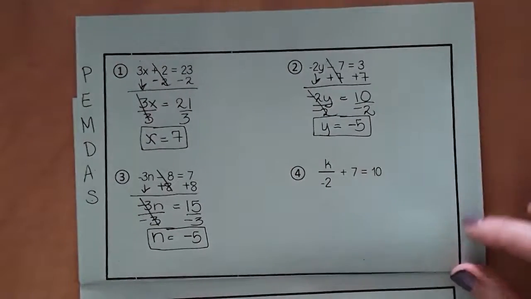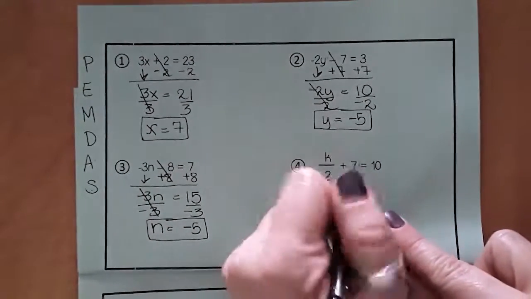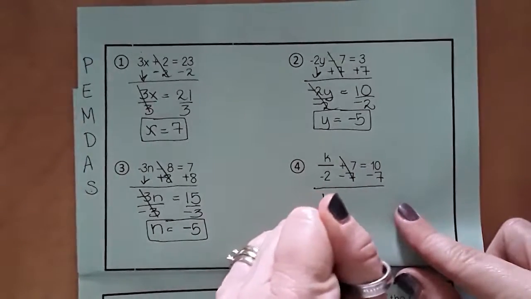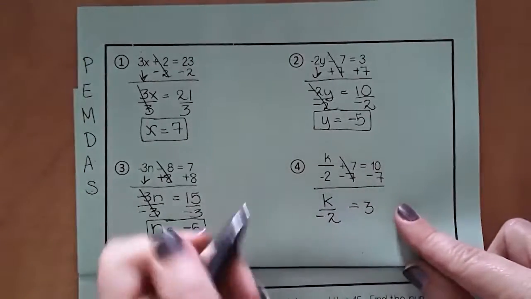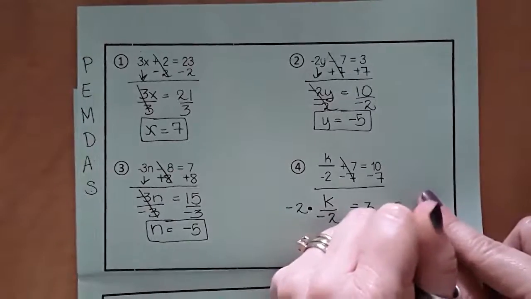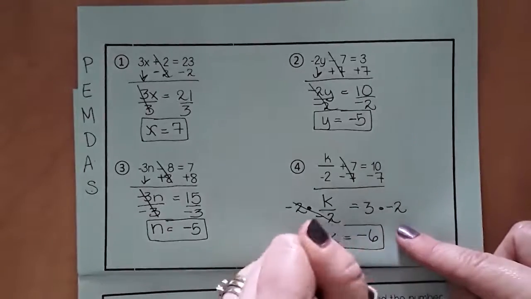Okay, let's look at number 4. It says k over negative 2. Now all the other ones we had the multiplication at the very beginning. In this case we have division. Do I do division first? Nope. I'm going to get that 7 to the other side first. In order to get that positive 7 to the other side, we are going to subtract 7 from both sides. Bring down that k over negative 2. Cancel your 7s, that's 0. And then 10 minus 7 is a positive 3. Because it's a division, the opposite of divide is to multiply. So we're going to multiply that negative 2 by both sides. So k is equal to negative 6.